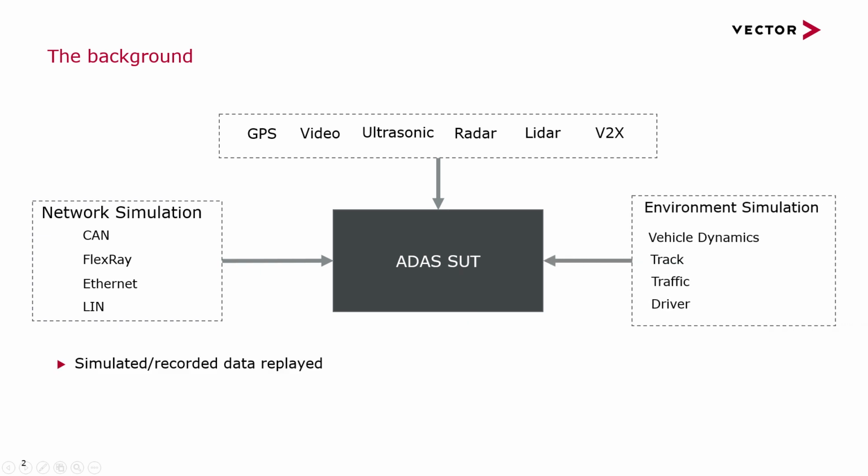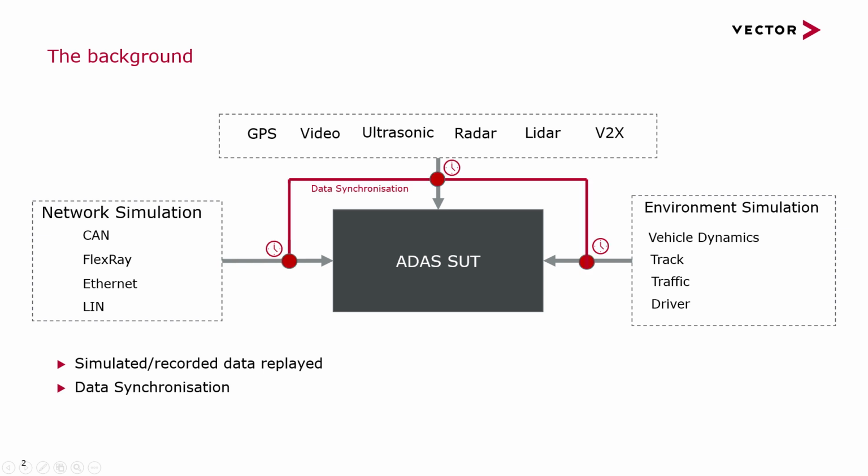Then we are left with doing the environment simulation. So here, a number of things will be taken care of. For example, simulating the vehicle dynamics, being able to simulate the track information, as well as simulating the traffic, as well as getting some inputs from the driver's point of view. Now, all of these inputs coming from different sources, either the data is simulated or replayed after the data was logged. But the other important thing we have to take care of is synchronizing all of these different inputs from different sources.